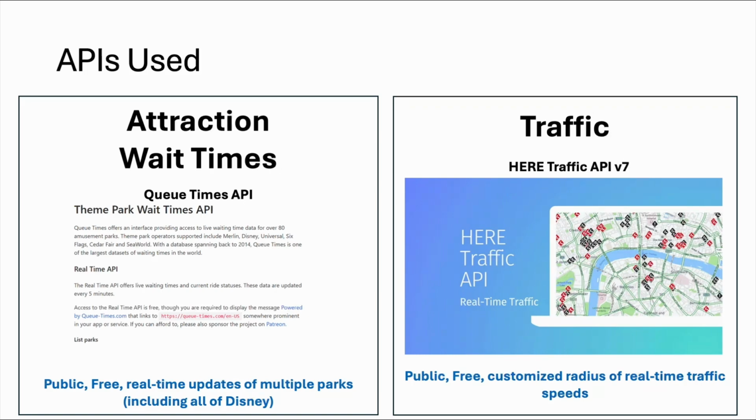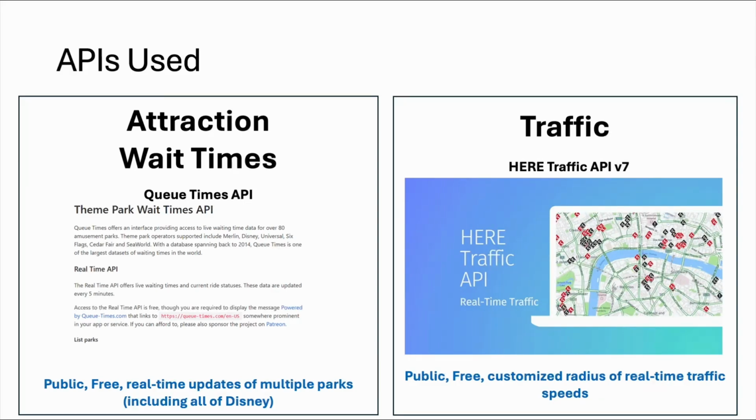Basically, there are two APIs. The first one is a queue time API. It offers an interface providing access to live waiting time data for over 80 amusement parks, including Disney, Universal, and so on and so forth. This real-time API offers live waiting times and current ride statuses every 5 minutes. It is public, free, and provides all the data we need, including all of the Disney theme parks.